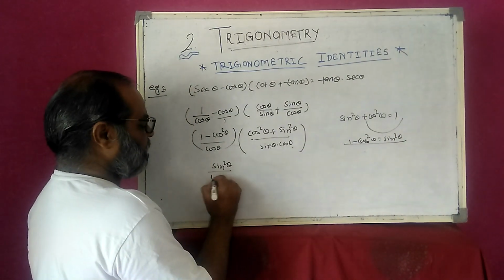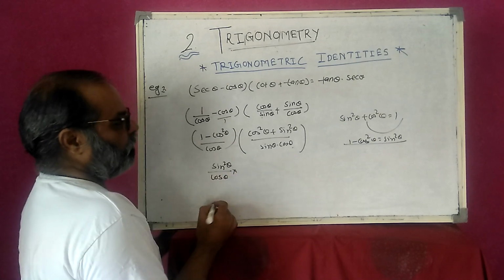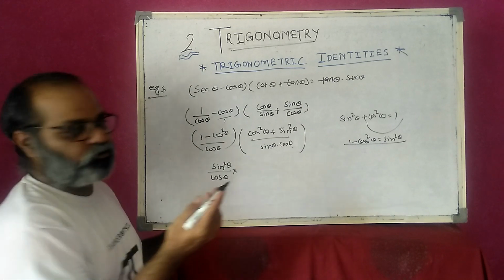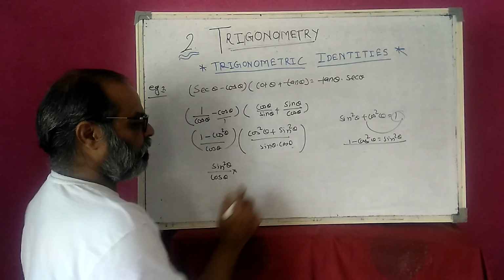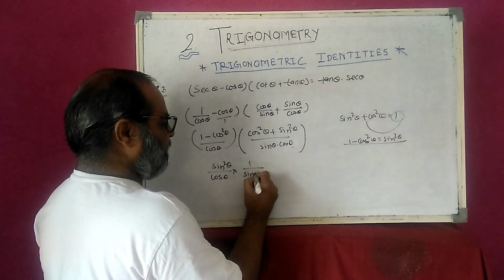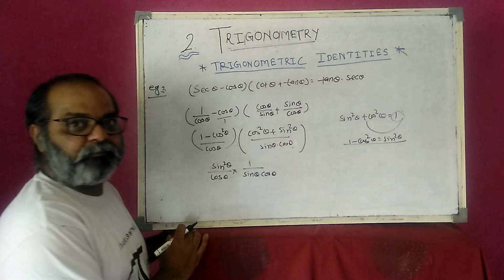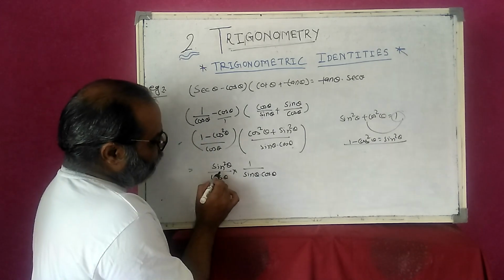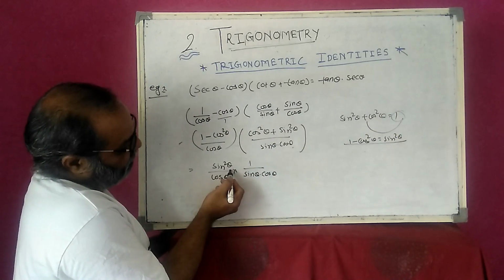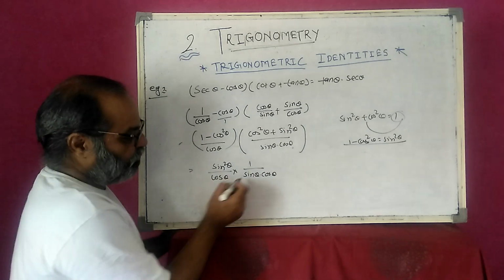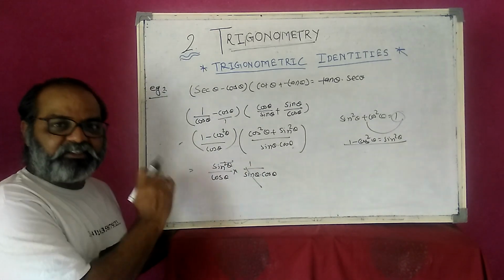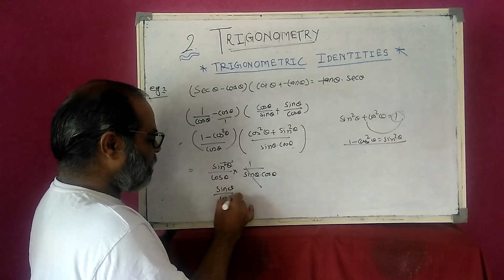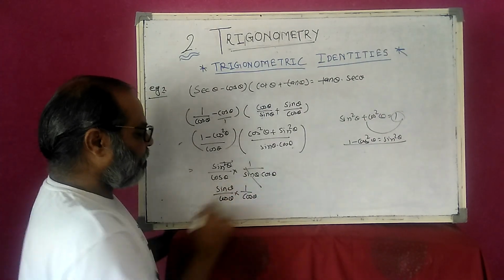So sin square theta upon cos theta into, again apply the same identity: cos square theta plus sin square theta means sin square theta plus cos square theta, and the value is 1. So into 1 upon sin theta into cos theta. Okay. Now when you look, sin square theta means sin theta into sin theta, so one sin theta and this sin theta get cancelled. So what remains? Sin theta upon cos theta into 1 upon cos theta.